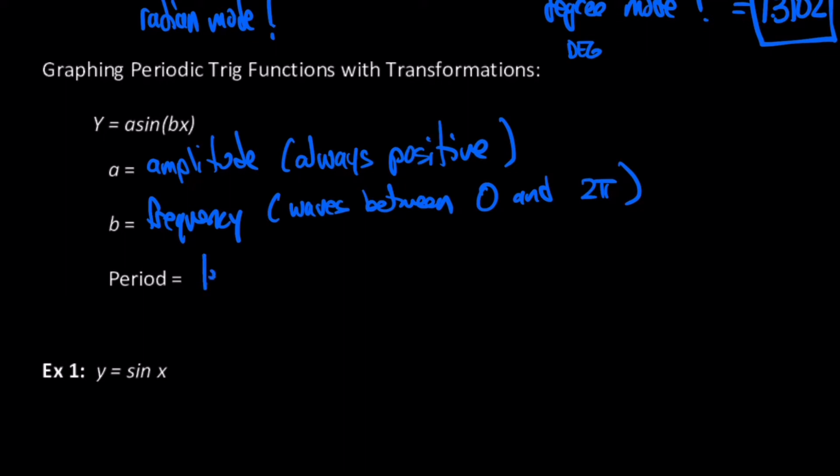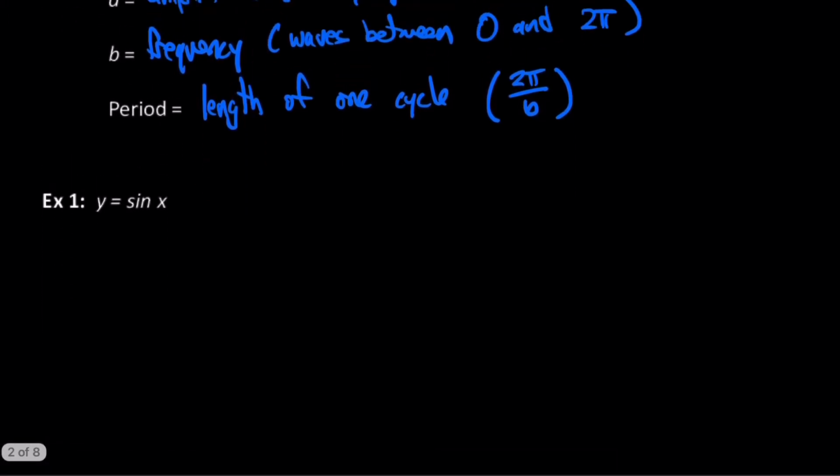Period is the length of one cycle or wave. And there's a way you can calculate it. It's always 2 pi over the b term in that equation. So 2 pi over whatever's in front of the x. Okay, so let's figure out how to graph these. Y equals sine x. Well, the first thing we're going to do before we get to the graph is let's talk about the unit circle.